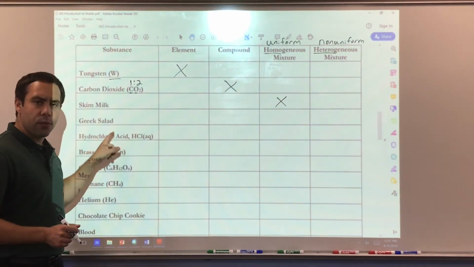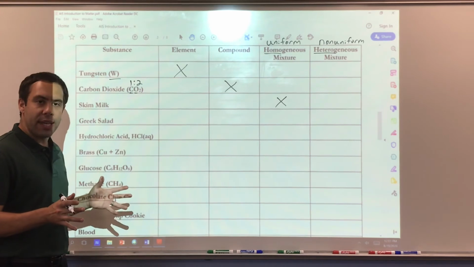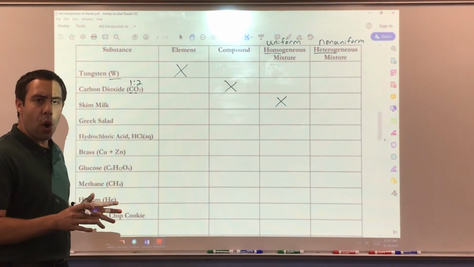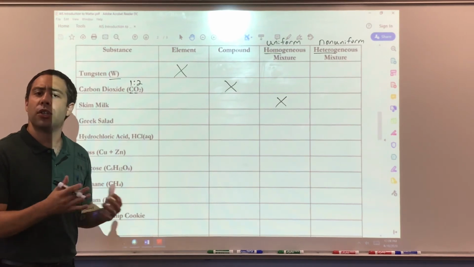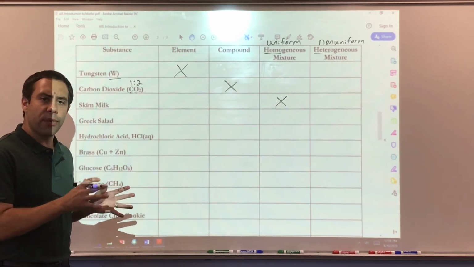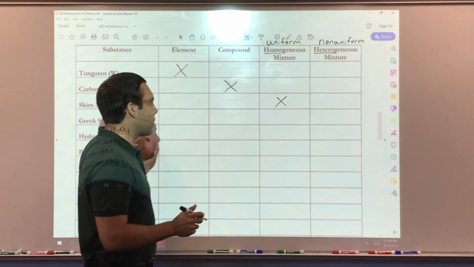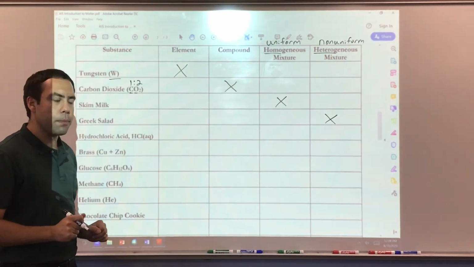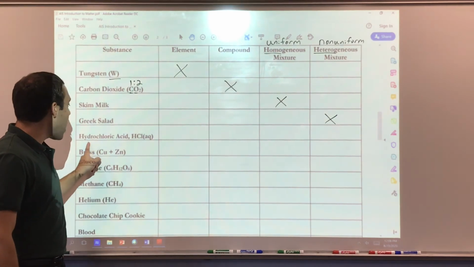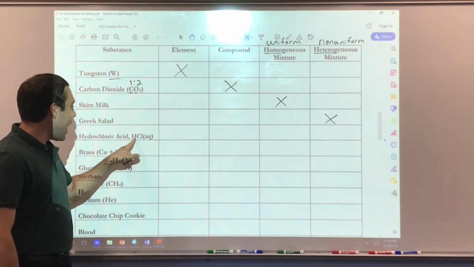Now, since you look at that Greek salad and you see the different components, you actually pick out the lettuce, the tomato, the cucumbers, the olives, the feta cheese, so on and so forth. Since they're all different components, you see the different components, that gives us a heterogeneous mixture. For the next one, we have hydrochloric acid, which is HCl(aq).